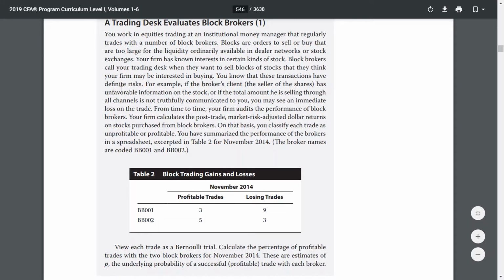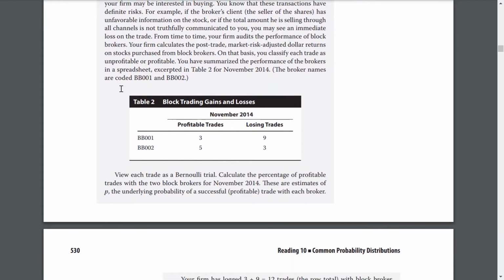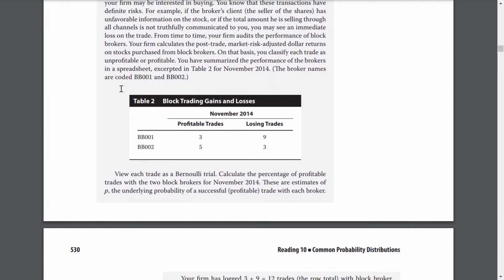For example, if the broker's client, the seller of the shares, has unfavorable information on the stock, or if the total amount he is selling through all channels is not truthfully communicated to you, you may see a loss on the trade. From time to time, your firm audits the performance of block brokers. Your firm calculates the past trades' market risk-adjusted dollar returns on the stock purchased from the block brokers. On that basis you classify each trade as profitable or unprofitable.